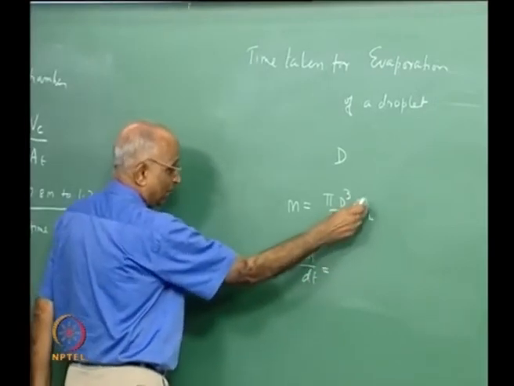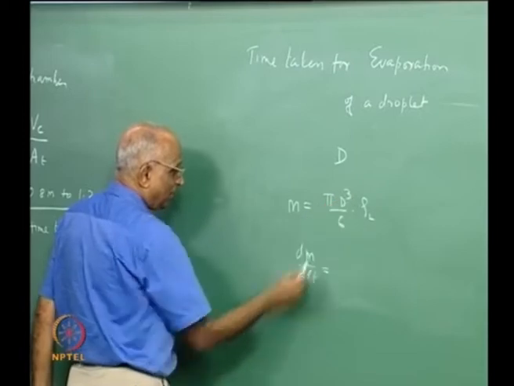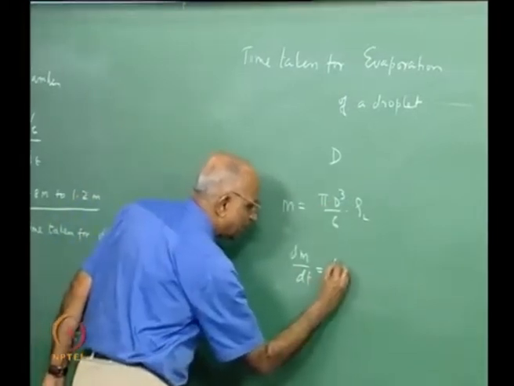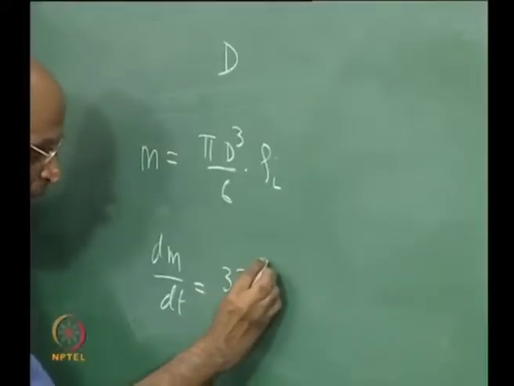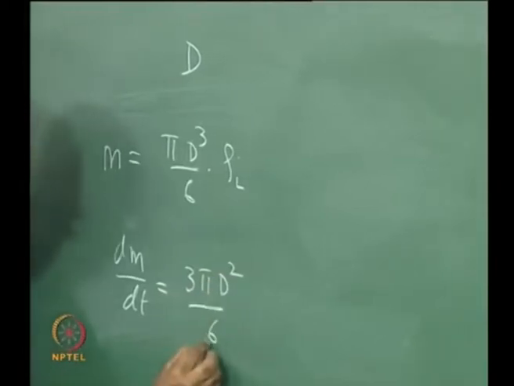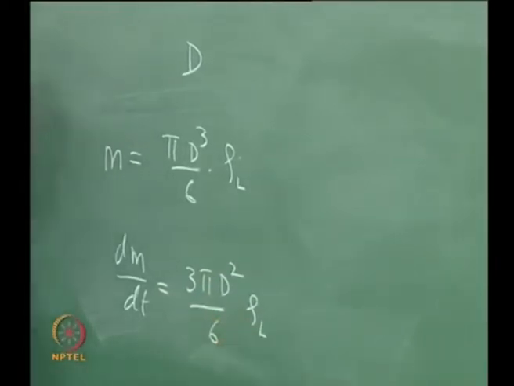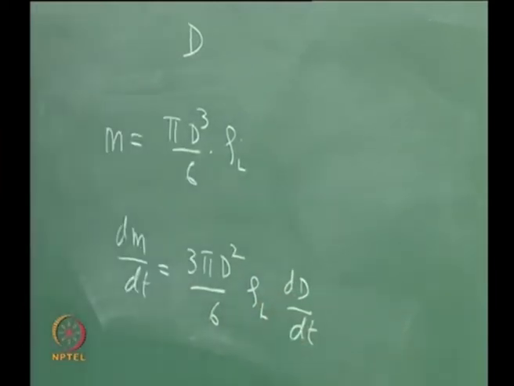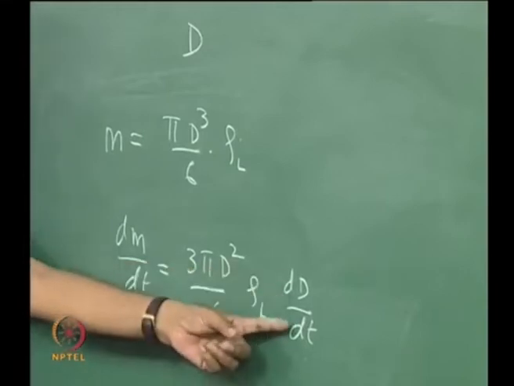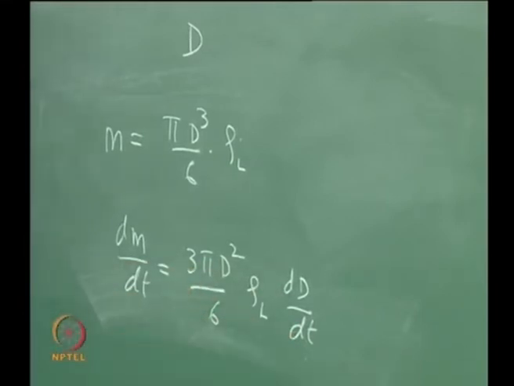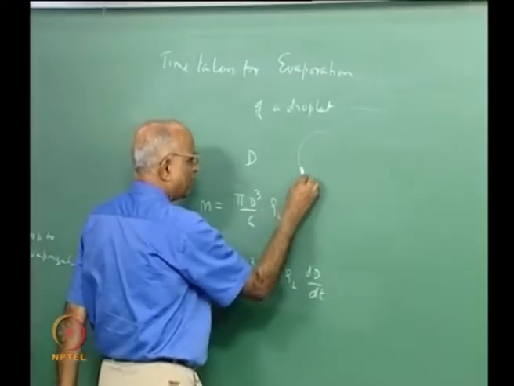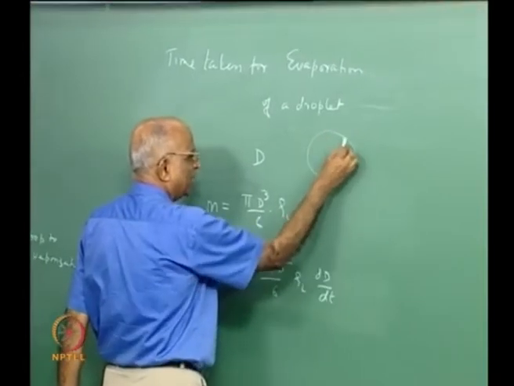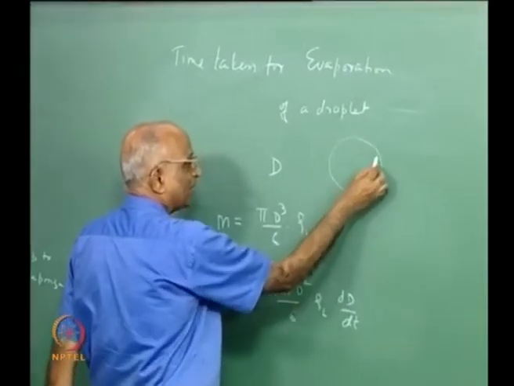Since density is a constant and the diameter of the droplet changes, I get 3 pi d square divided by 6 into the density into dd by dt. This tells me how the droplet diameter changes with time. But let us keep the physics clear: the droplet vaporizes at the surface. Therefore, it should have something to do with the surface area.